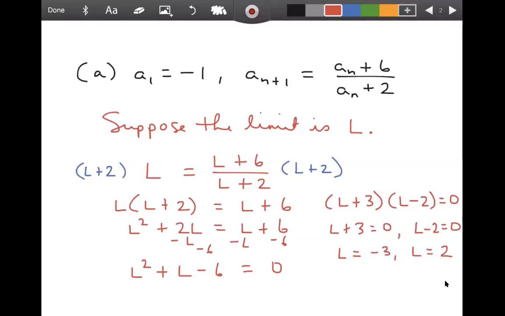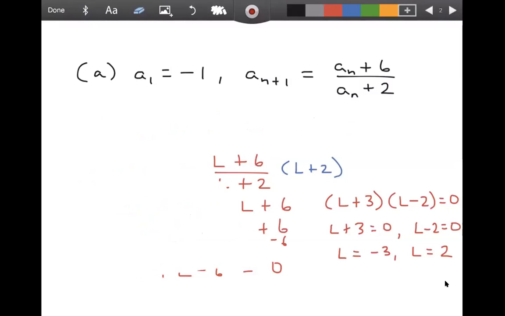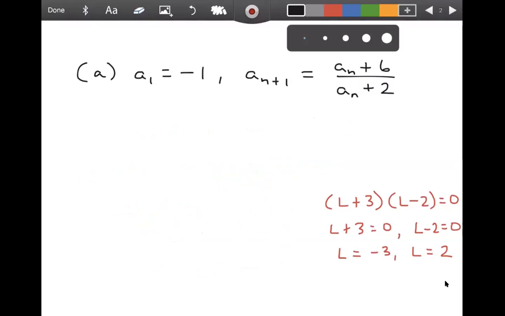Now, I'm not saying that those are both limits of this sequence. A sequence can have at most one limit. In order to get an idea of which one of those is correct, let's look at the first few terms of this sequence, which I'm going to have to do over here, I guess. Okay, and I don't think it's going to take very many.